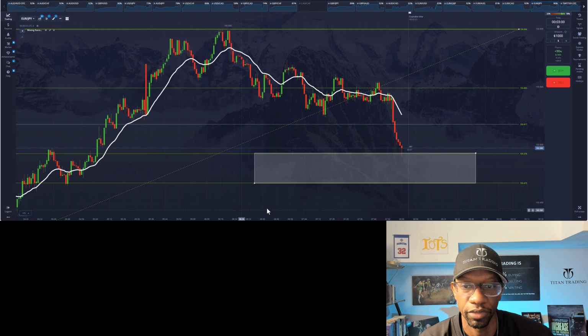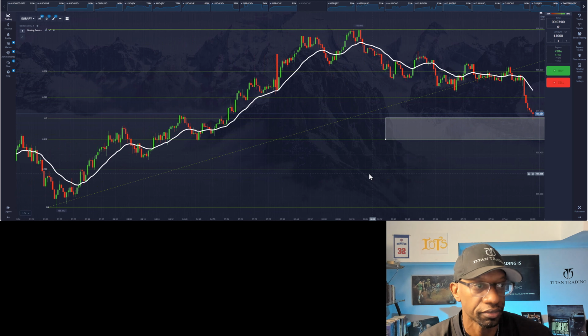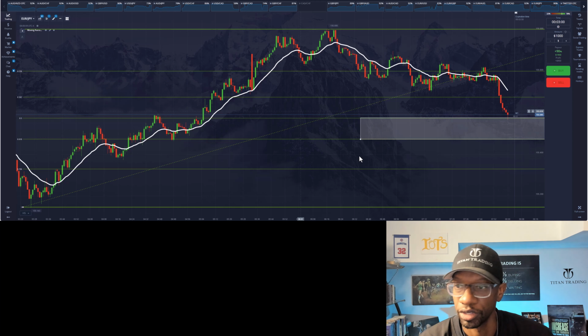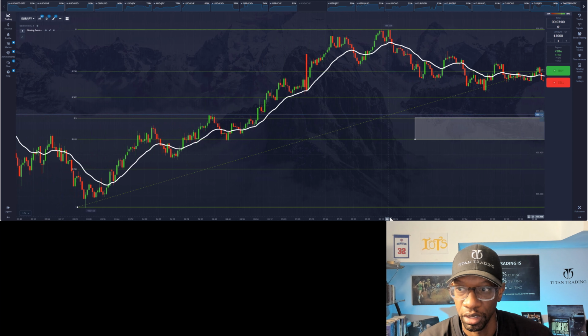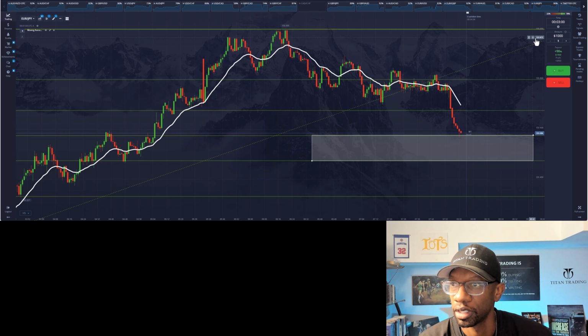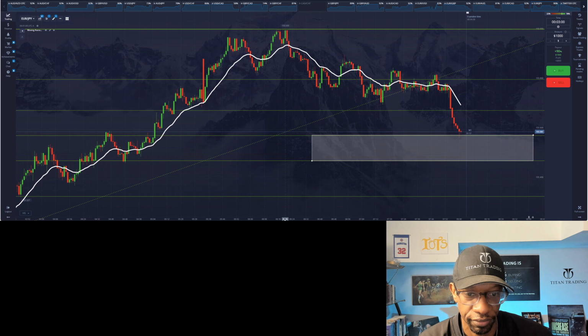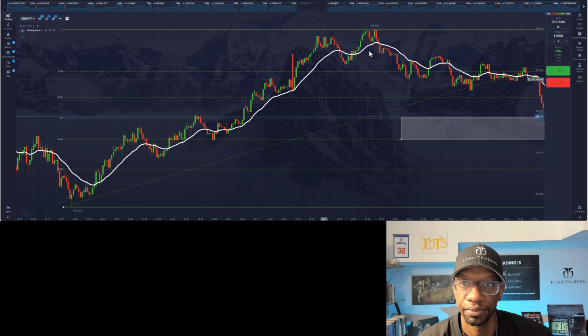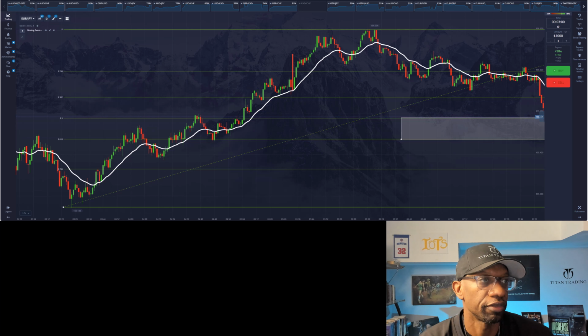All right, guys, so we got something right out the gate here. This euro yen. See, we had a beautiful trend up. I don't know why I can't get it to fit in my screen. But you see, beautiful trend up.